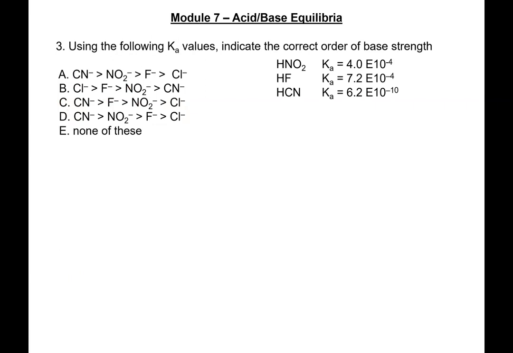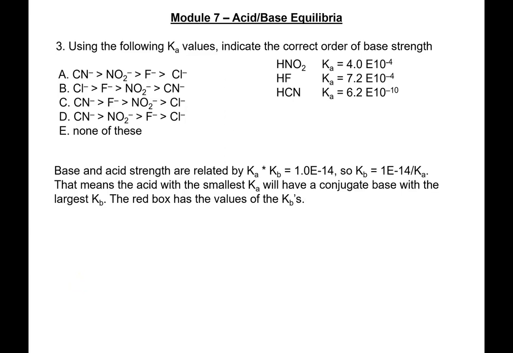Problem number 3. We want to see if we can rank these in order of base strength when given the Kas. Now this is a little bit of a challenge because we're given Kas, but we really need Kbs. But really, they're related to each other. Ka times Kb is equal to 1 times 10 to the minus 14th, which is the dissociation constant for water.